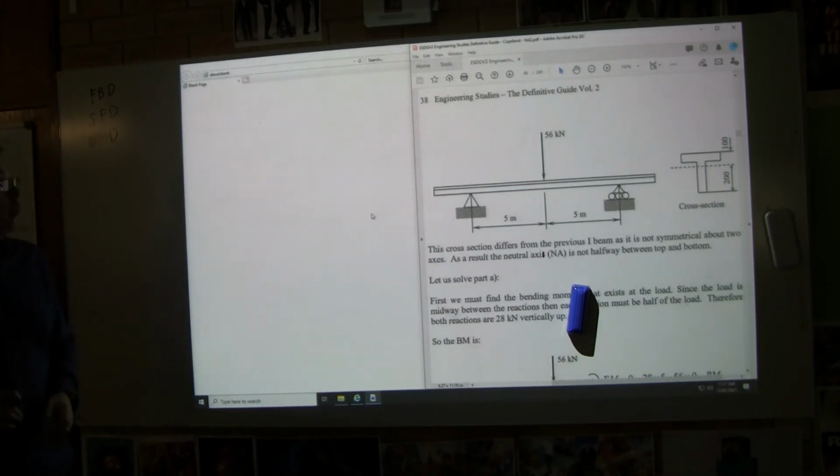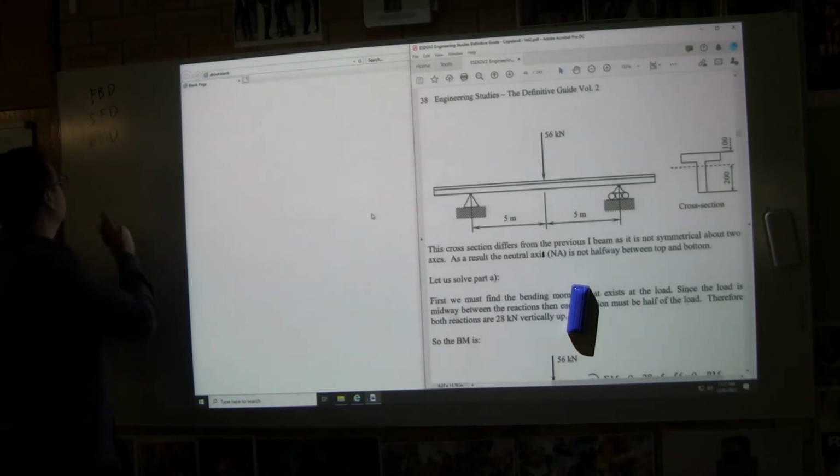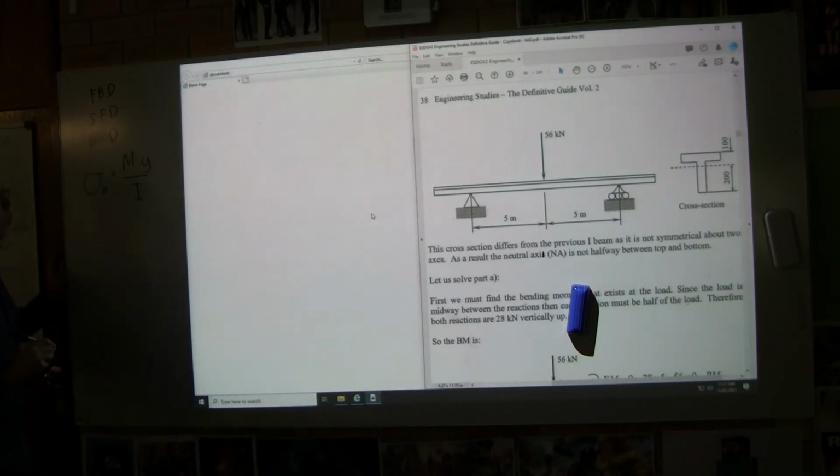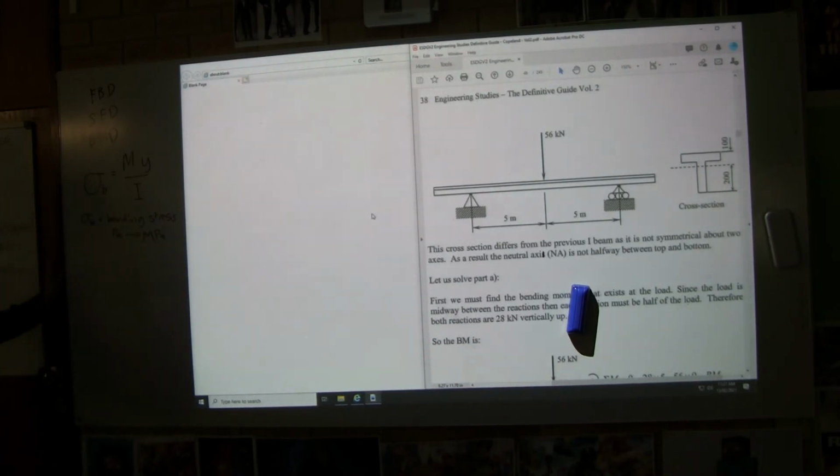What is our formula for bending stress? Okay, we know that bending stress equals My over I. What does M stand for? Well, all right, sigma B equals bending stress. Bending stress is measured in pascals, but we use the units megapascals and millimeters squared.